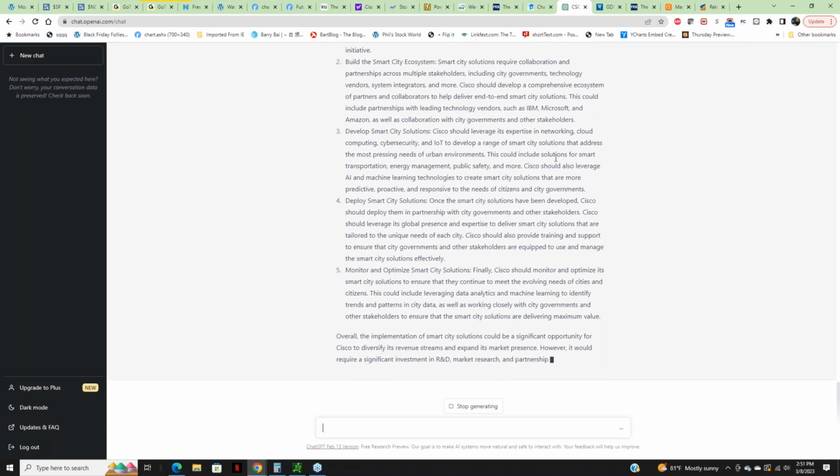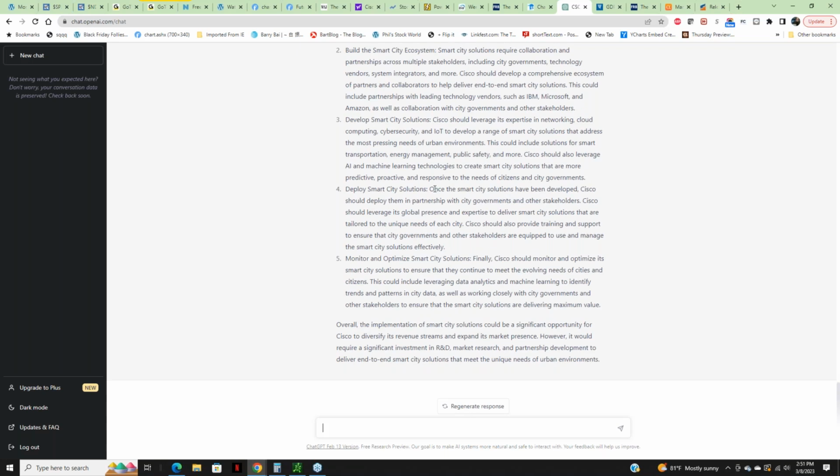This can include solutions for smart transportation. Deploy smart city solutions. Once the smart city solutions have been developed, Cisco should deploy them in partnership with government, blah, blah, blah. Monitor and optimize. Cisco should monitor and optimize the smart city to ensure that the overall implementation is a significant opportunity for Cisco to diversify its revenue streams, blah, blah, blah. I mean, if you work for Cisco and you propose that, you get a raise.